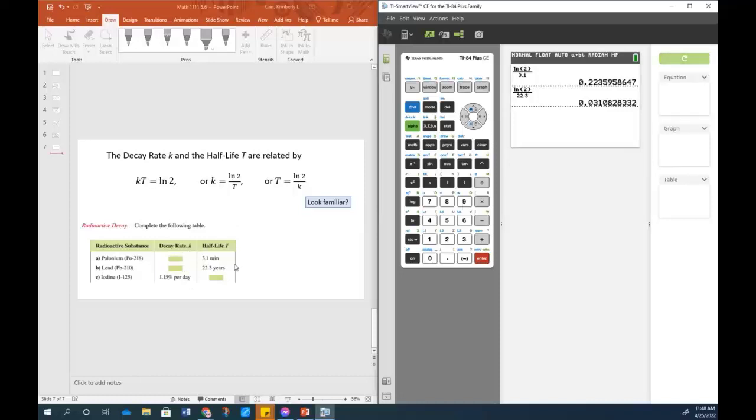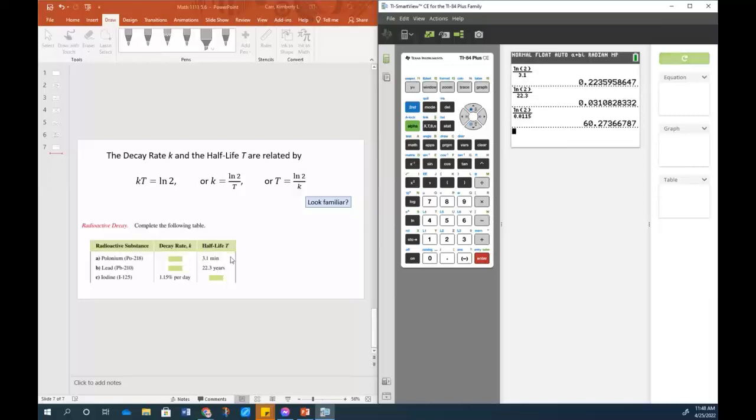Now on the next one, though, I've got to go the other direction. They gave me a per day decay rate, and they want to know the half-life. So it actually still works the same way, but do remember now moving the decimal the other direction, so that's going to be 0.0115. And this one's half-life for iodine would be 60.3 days. Okay, 60.3 days.